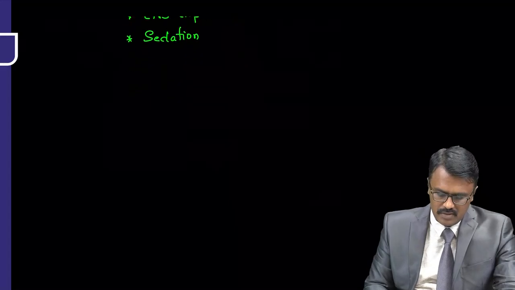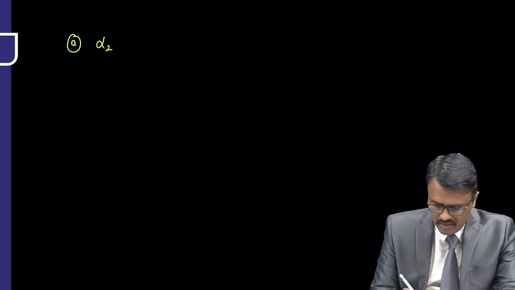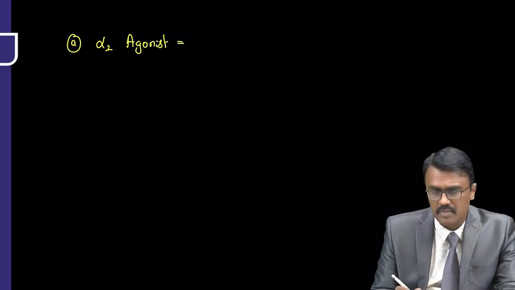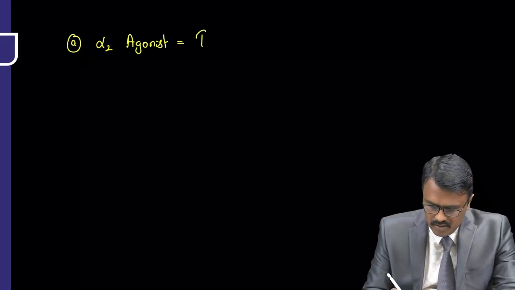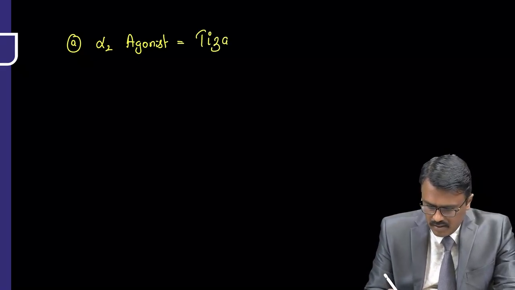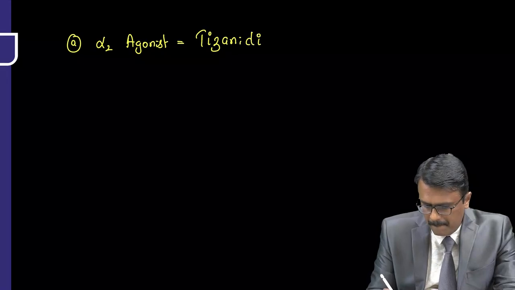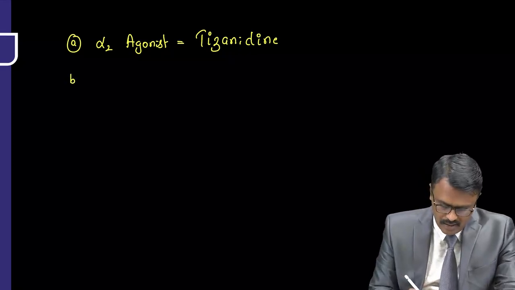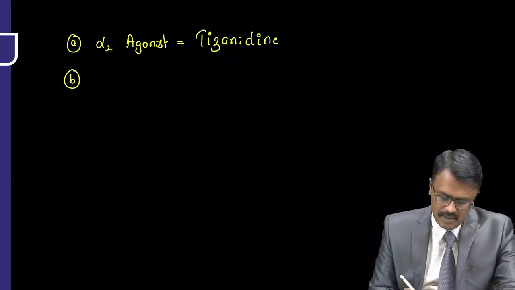Okay, sir. What are the drugs we have in this category? The drugs are the alpha 2 agonists. We have discussed this in ANS. Alpha 2 receptors are Gi coupled receptors, they are inhibitory. The name is tizanidine.